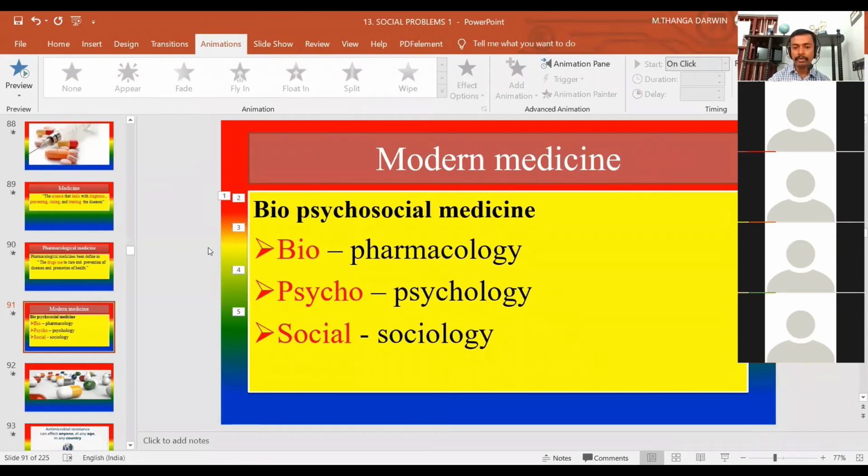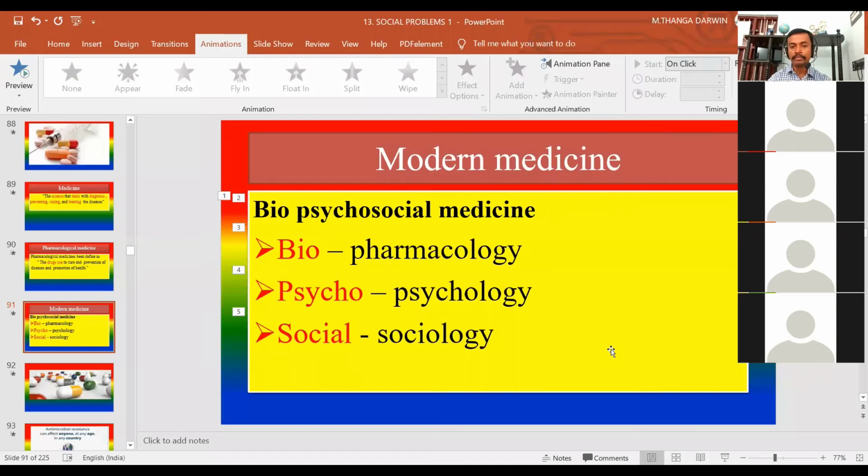If a patient comes into hospital, do not only think about the drugs to give. Think about their psychological factors and study the social background of the client, and implement and deliver the social medicine and administer psychological medicine. Then only the biological medicine becomes effective.